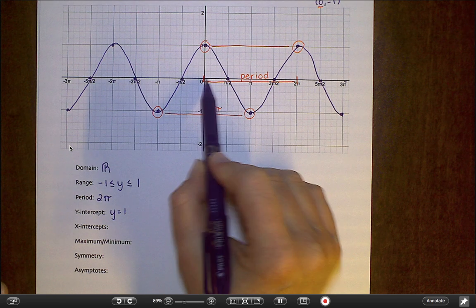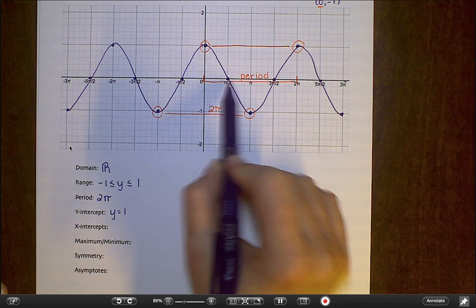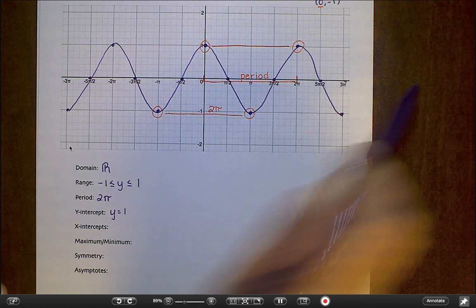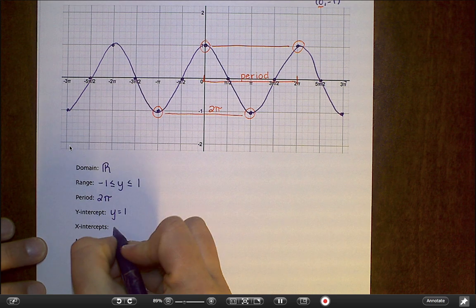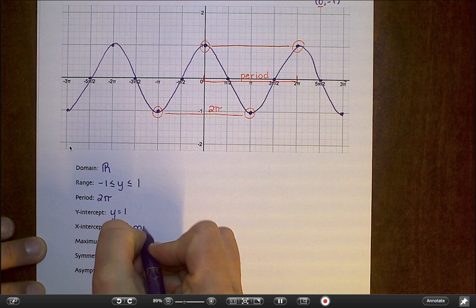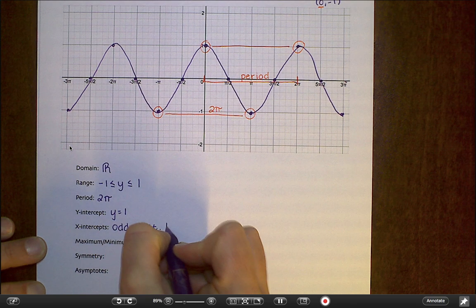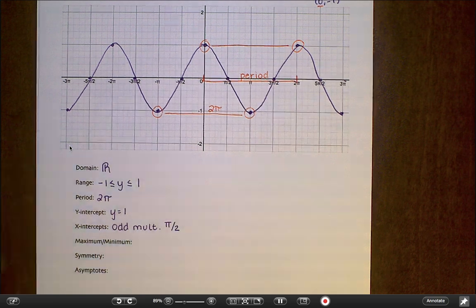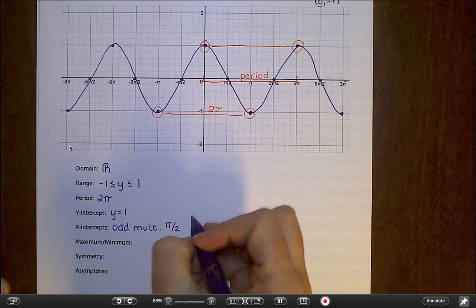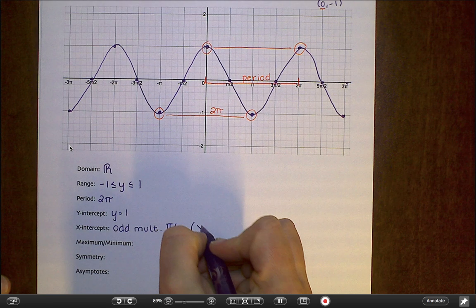Your x-intercepts here, notice where they're at, pi over 2, 3 pi over 2, 5 pi over 2. If we went on, it would be 7 pi over 2. Those are your old friends, the odd multiples of pi over 2. And again, I'm fine with you using that same language we used when we talked singularities. You might also see them written this way.